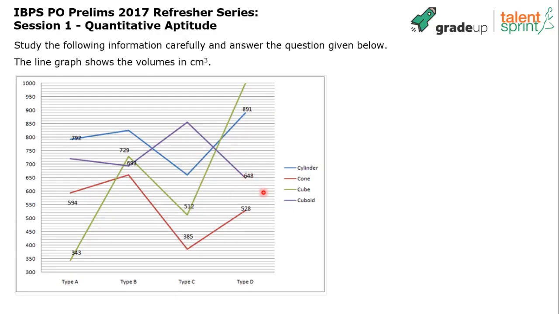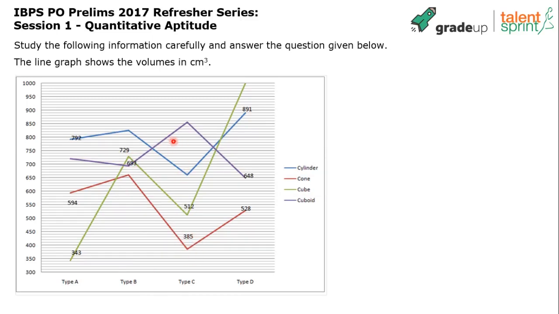Anyways, nothing much to talk about. I mean, simple point is, if I have to find out the volume of cone type A, right? Cone of type A, it's 594, right? If I have to, let's say, check the volume of the cylinder of type D, the cylinder of type D is 891, right? Then let's say the cuboid of type B, right? What's the volume of the cuboid of type B? So type B cuboid, the volume is 693. I think numbers are given there.